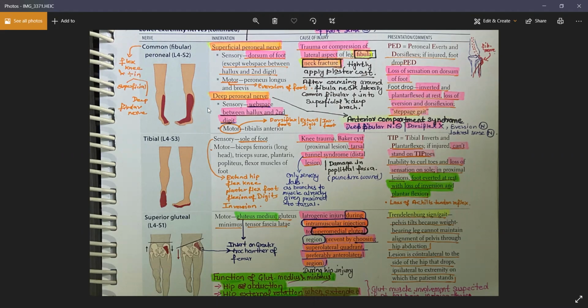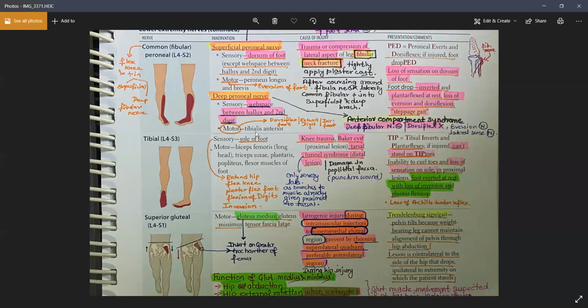Then you have the deep peroneal or deep fibular nerve supplying the sensory innervation to the web space between the hallux and the second digit, as well as the motor innervation causing dorsiflexion of the foot. This is the dorsal part of the foot, and when it gets flexed this way, you call it dorsiflexion. It is done by the deep fibular nerve. Then the extension of the digits and the inversion of the foot. So inversion of the foot, extension of the digits, and dorsiflexion of the foot are done by the deep fibular nerve.